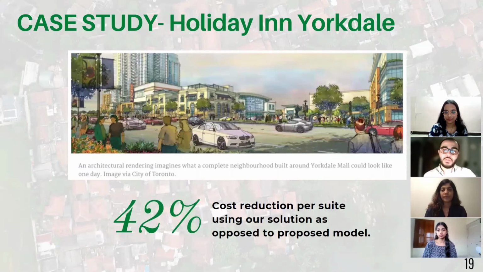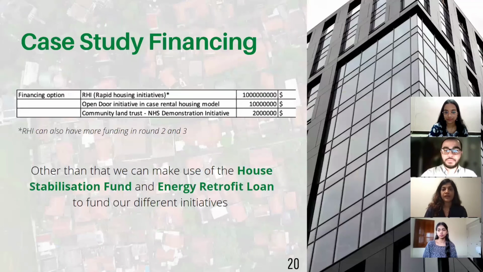So I'll now pass on to my friend Ishita, who will discuss the financing for our initiative. As we can see from the case study, the initial cost required for this project is quite high. And so we have looked into different financing models which are available from the government and other investors to fund such kinds of projects. One of the major initiatives is the Rapid Housing Initiative, which was run by the government.